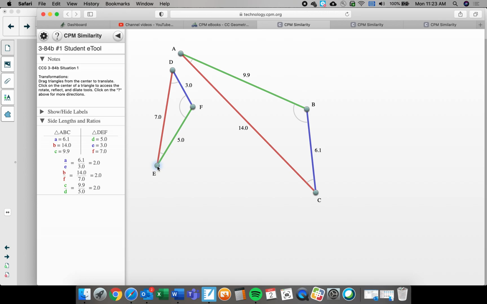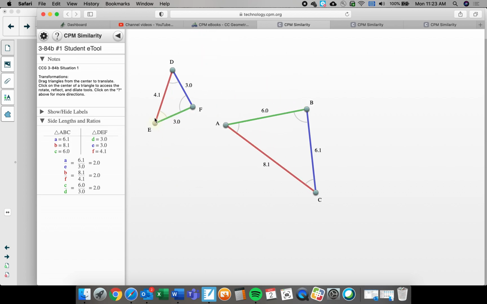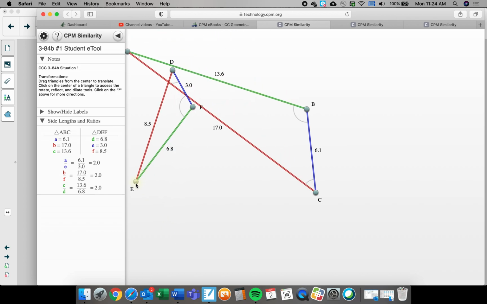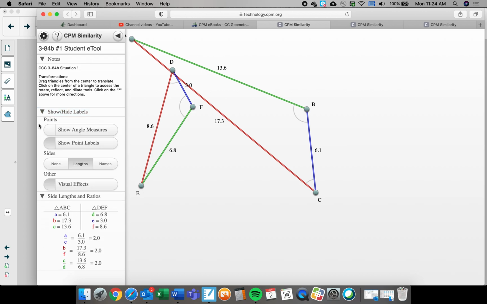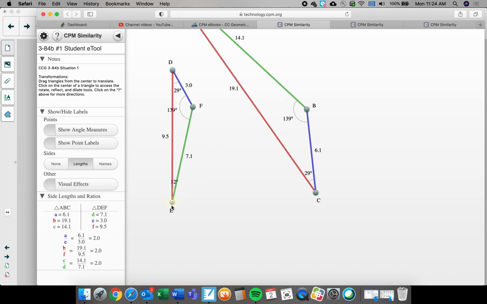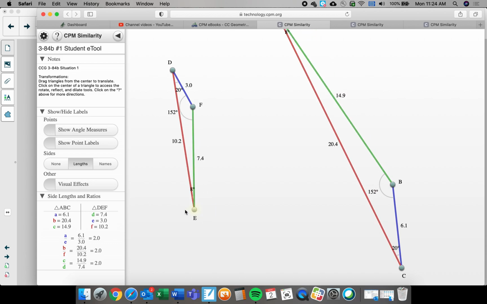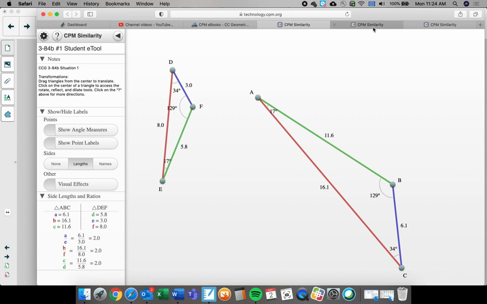Now, as I start to move this around, notice the side lengths are changing, but what I want you to notice is the ratio. The ratio is staying the exact same. Let's say I show the angle measures. Right now, we've got 29, 139, and 12. In that case, those happen to be working, and it looks like the ratios are staying the exact same, no matter how we change things.